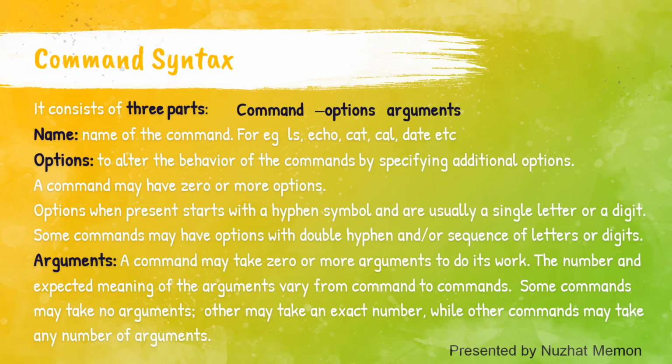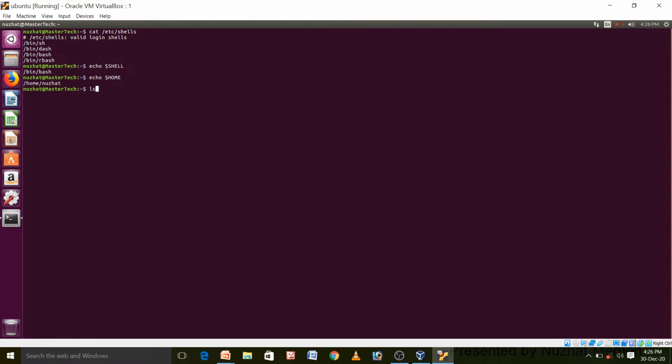Option. When I want to modify the behavior of the command, I need to specify an additional option. Here I will explain with an example. Here I write just the name of the command, that is ls. Here ls is used to see the listing of files and directories of the current working directory. Right now we are in the home directory, so it will show the listing of the home directory.